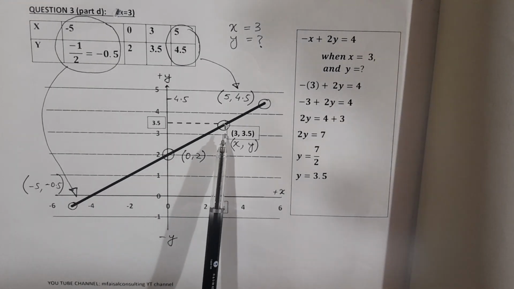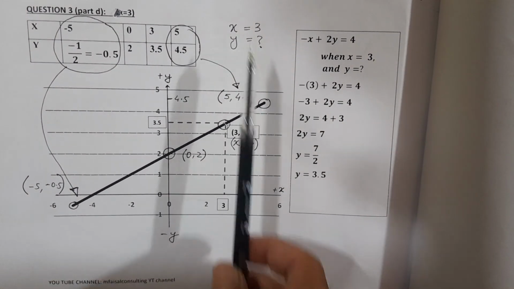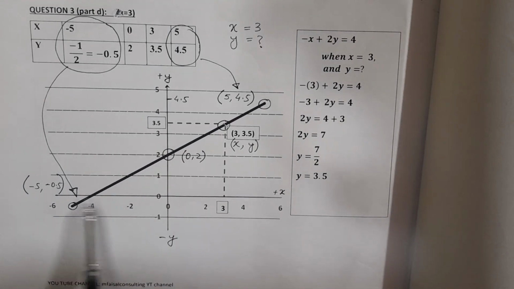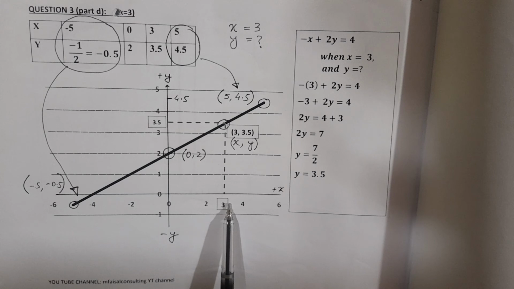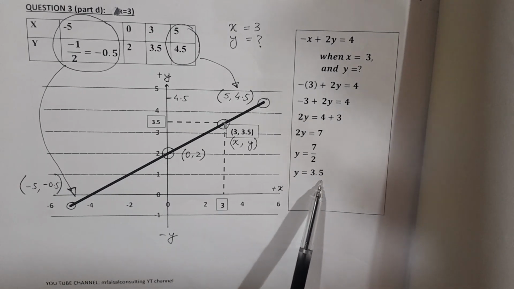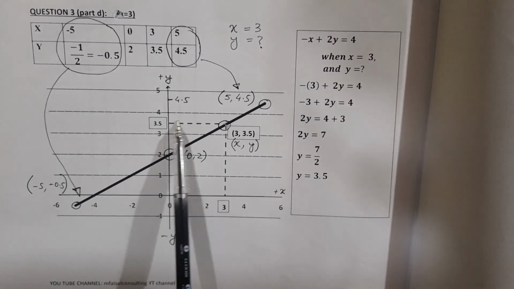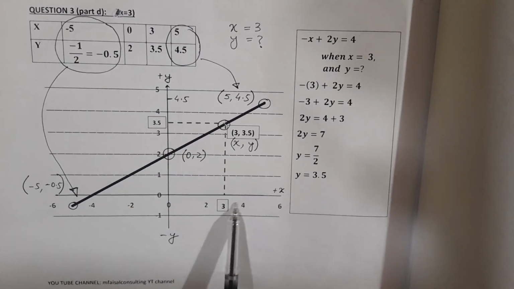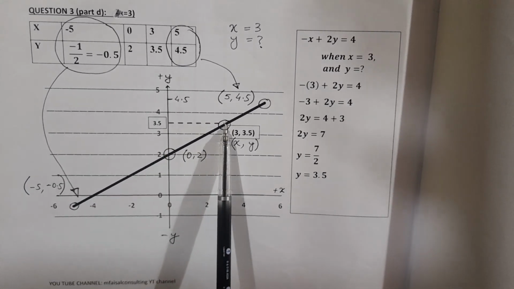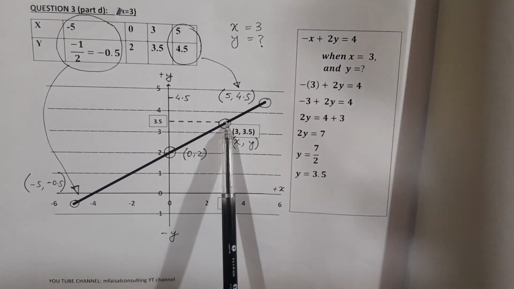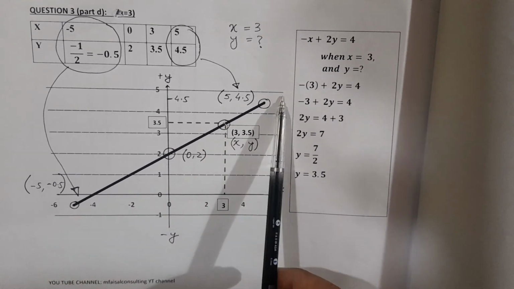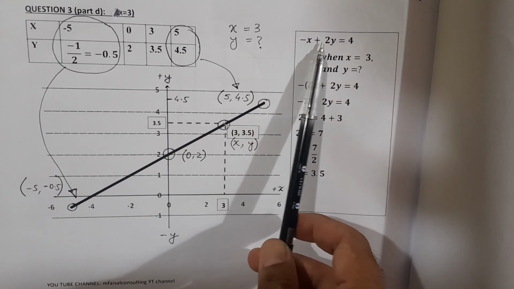Now it is very clear that when x was 3, y became 3.5. So on the x-axis this is 3, and we found the value of y, that is 3.5. The line from 3 on the x-axis and the line from 3.5 on the y-axis both coincide at this point. So this point becomes 3 and 3.5, x and y. This is the line, and the equation was minus x plus 2y is equal to 4.